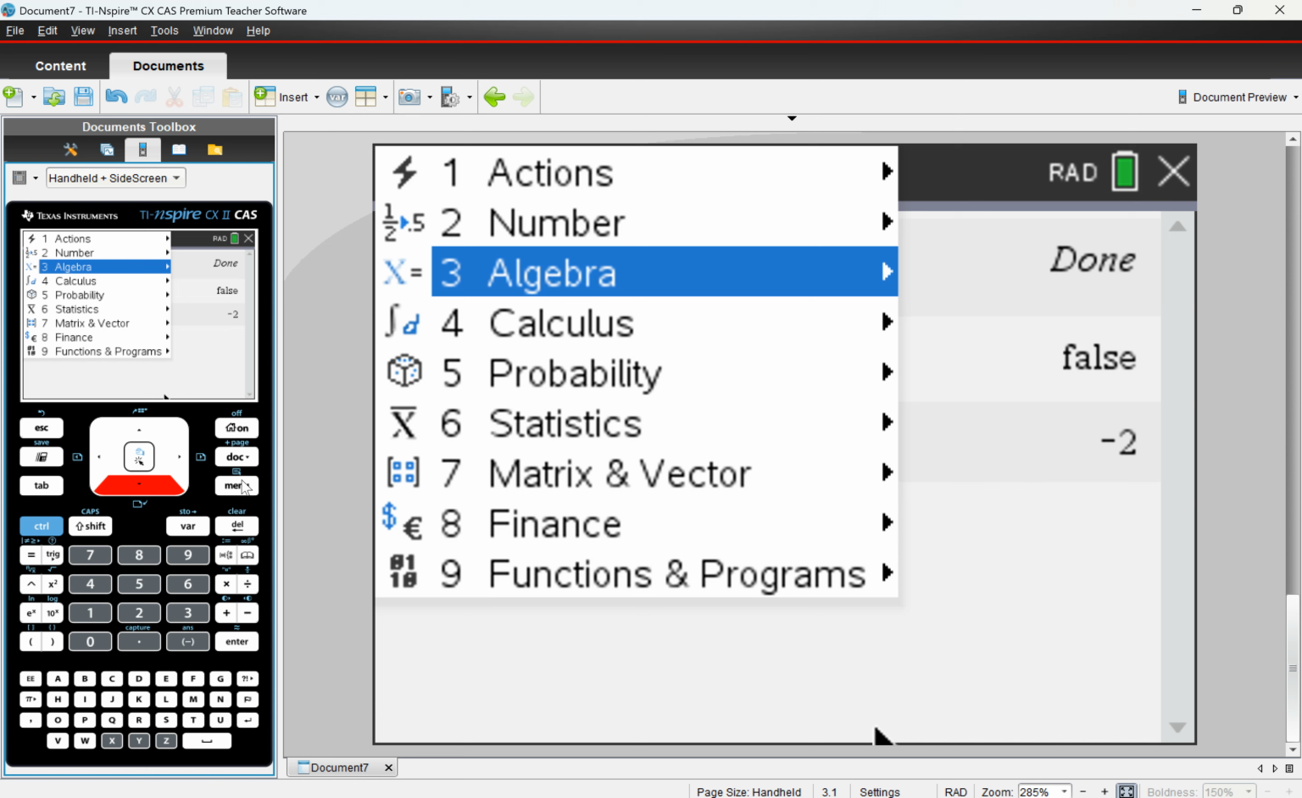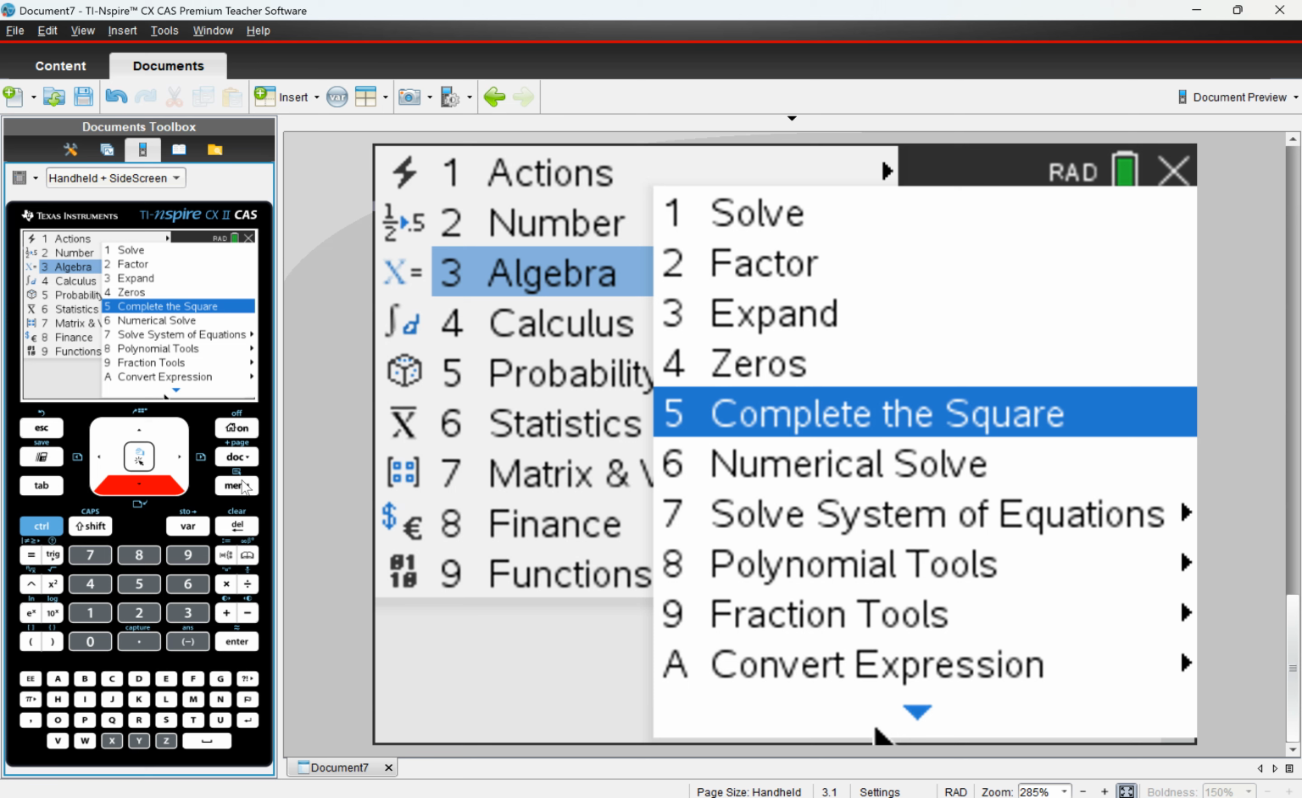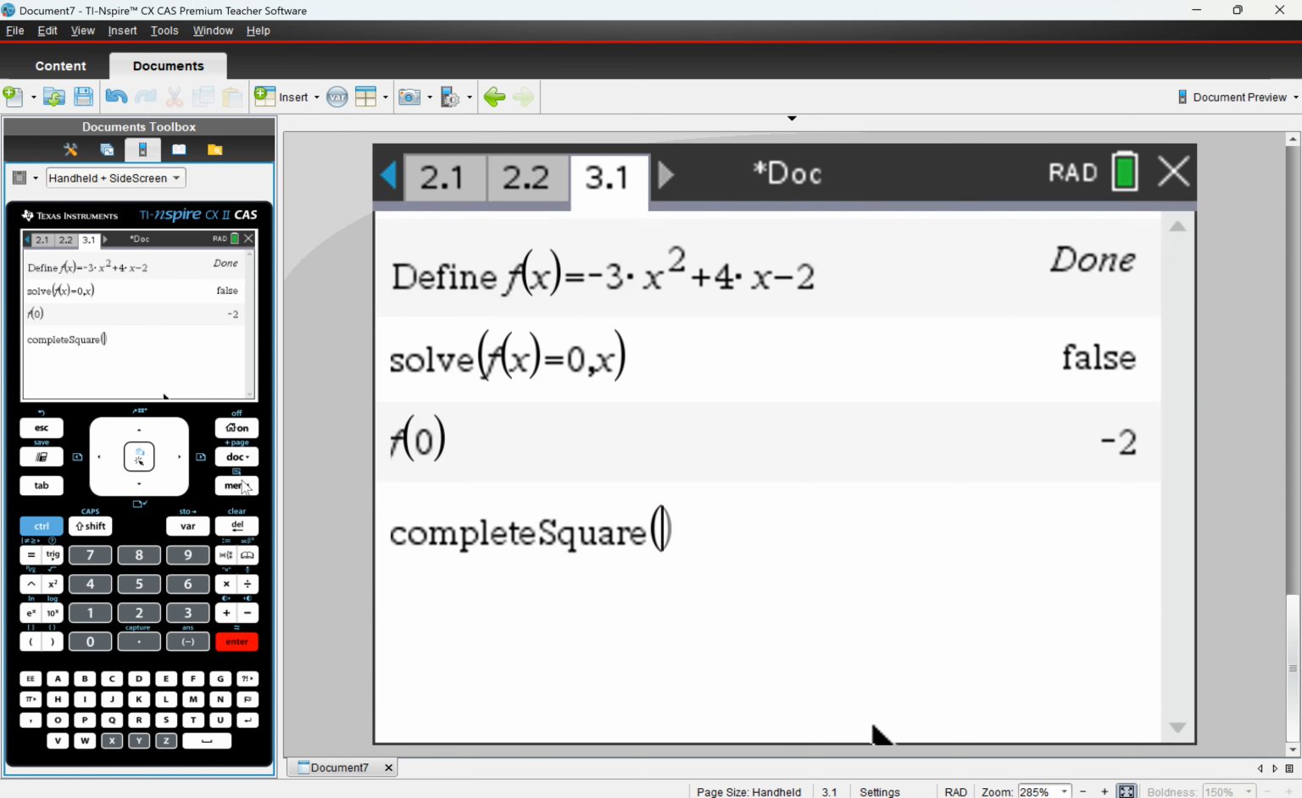So here we go. Menu. Algebra. And notice completing the square is part of the option. There's number 5. So menu 3.5 will allow you to complete the square. So if you go to complete the square, what do you type there? Normally you type the equation, but you don't have to now because you defined it. So you just type f bracket x, comma x, so that they know you're factorizing in terms of x.